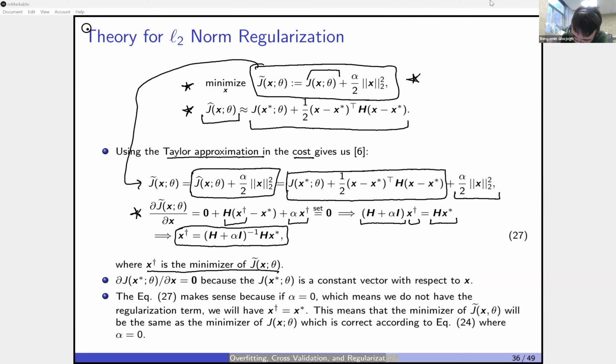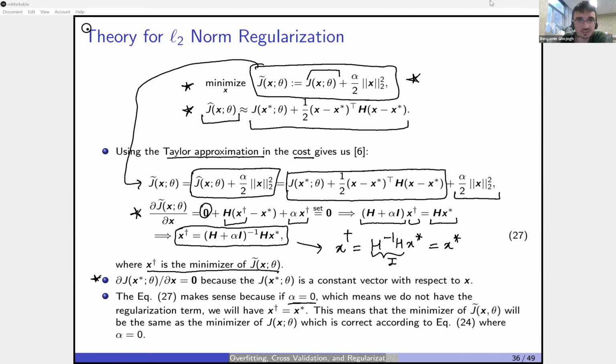I have explained why this is 0 in this sentence. And question 27 makes sense. Why? Because if we set alpha to 0, what happens? If we set alpha to 0, x dagger, the solution to this optimization problem, will be H inverse H x star. H inverse H is I, the identity matrix. So it's x star. So x dagger becomes x star.